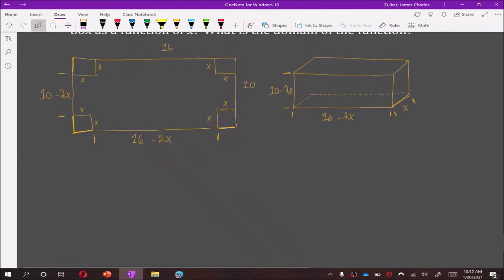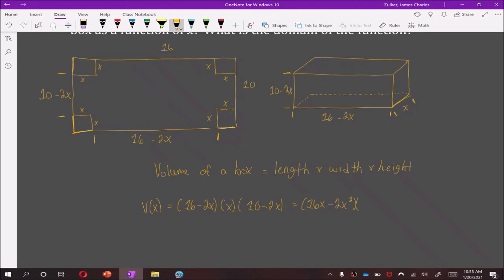Now remember, volume of a rectangular box is length times width times height. So V of x would be 16 minus 2x times x times 10 minus 2x. We're going to have 16x minus 2x squared times the 10 minus 2x.